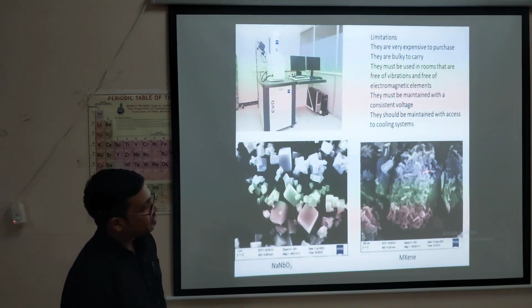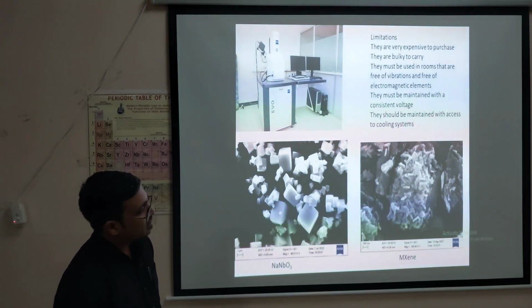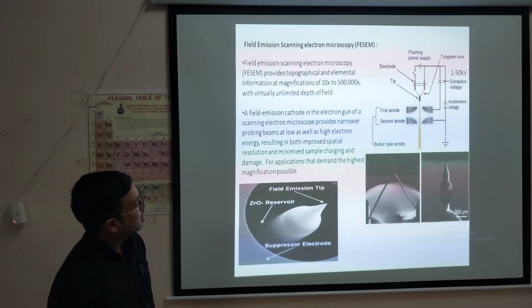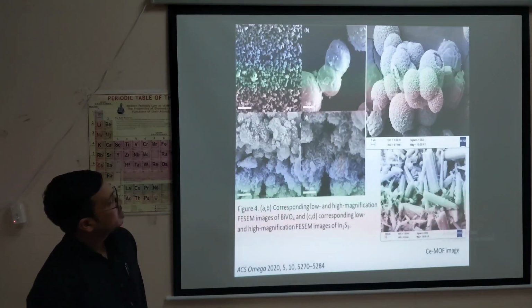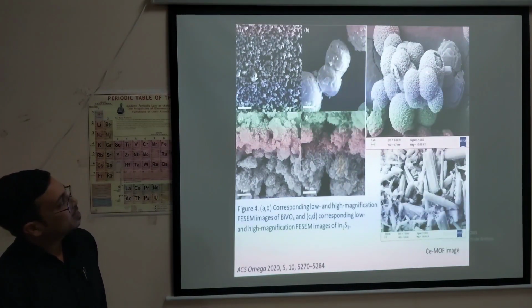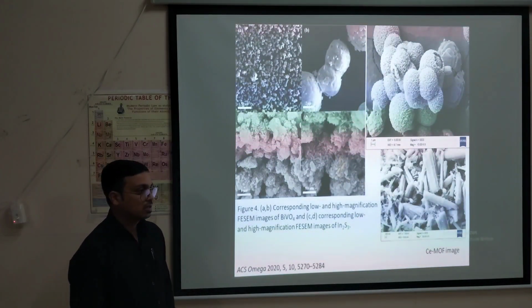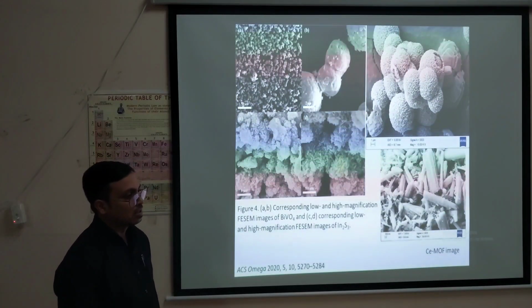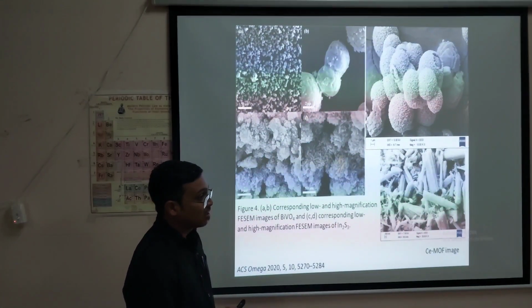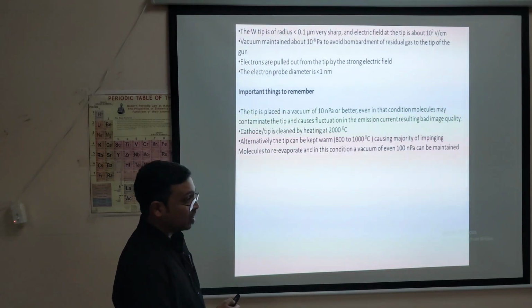Here also. These ones are spheres. These are also. And these are rice type of morphology. Which one?